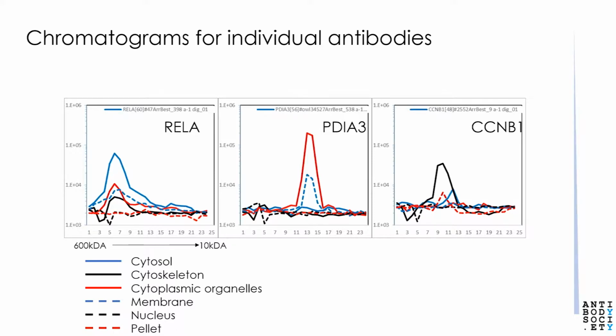PDIA3 is a protein found inside of cytoplasmic organelles, corresponding to the red line here, whereas cyclin B1 was found in a fraction enriched for both cytoskeleton and soluble nuclear proteins. Now that we know what antibodies bind proteins in what fractions, we can now go back and do immunoprecipitation again and mass spectrometry.